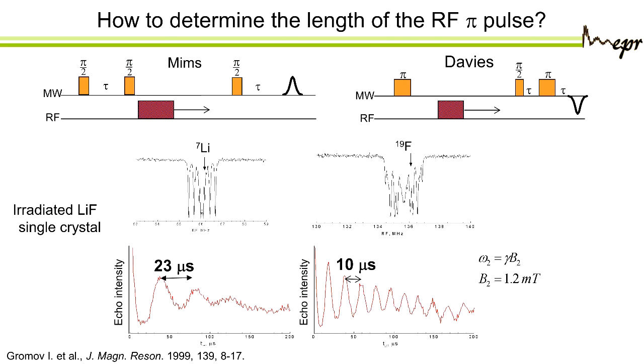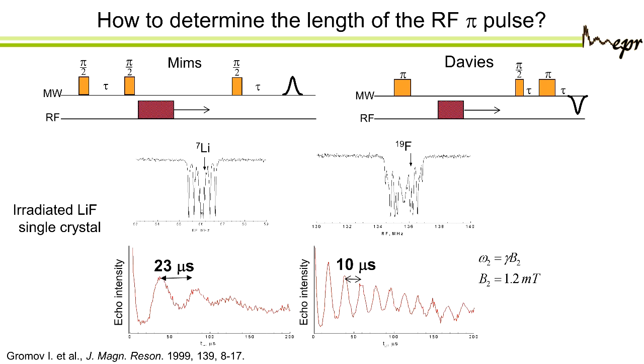Okay, so now how do we determine the RF pulse? Here you just do a nutation experiment. If you want to determine it, you just run a dirty ENDOR, what you call ENDOR. For this we used lithium fluoride.